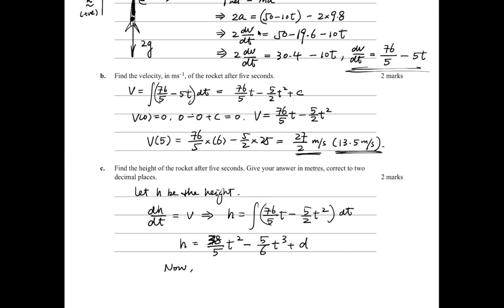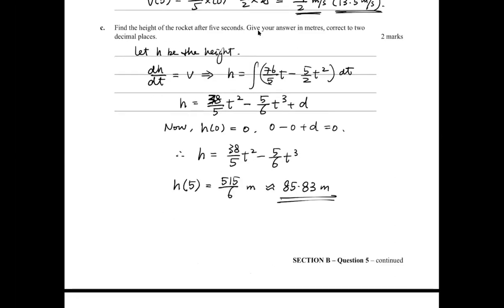Now, at the start, the height is 0. So 0 minus 0 plus d is 0. Therefore, h is 38 on 5 t squared minus 5 on 6 t to the power of 3. And h of 5 will be 515 over 6 meters, which is approximately 85.83 meters, okay? That's it.